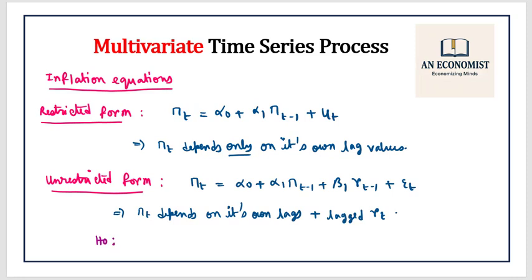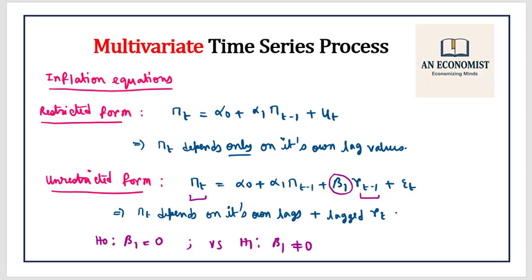Under H naught, you have no dependency, which means there is no Granger causality, which means that R t minus 1 does not influence pi t. That basically means the coefficient is statistically zero. Understand? The coefficient is statistically zero. This is the null hypothesis, and the alternative is that beta 1 is not equal to 0.